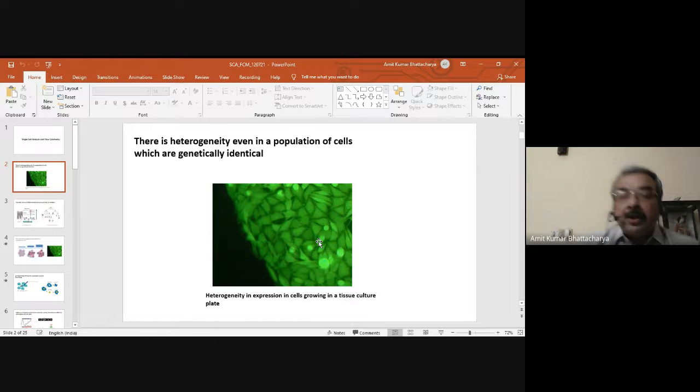So the important message is that although most cells are expressing the same, there are still a few cells which are different. And let's say if we were to look at the expression of GFP from all these cells together, we would have got one value, and that would have missed these differences, that some cells are expressing more and some less. So this is in culture.